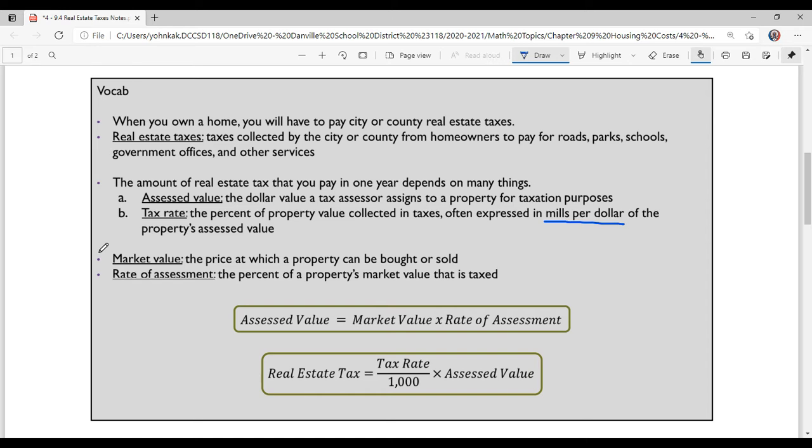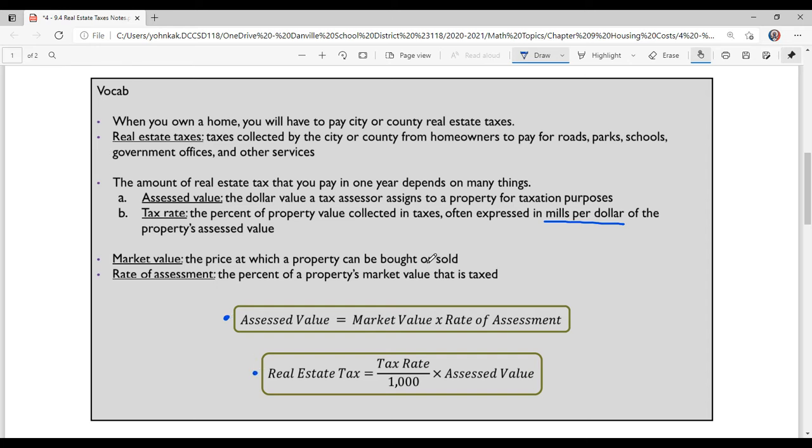There's also something called a rate of assessment, and this is the percent of the market value that is going to be taxed, because you don't necessarily get taxed on 100% of your property value, but a portion of it. So we have two formulas today: how to find the assessed value and how to find the real estate taxes.